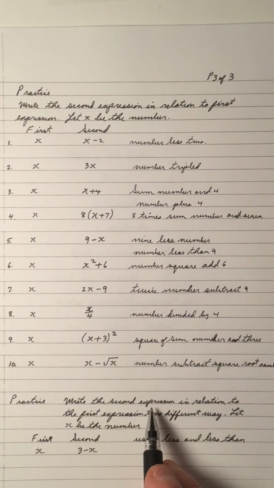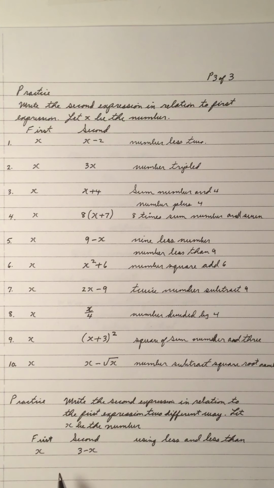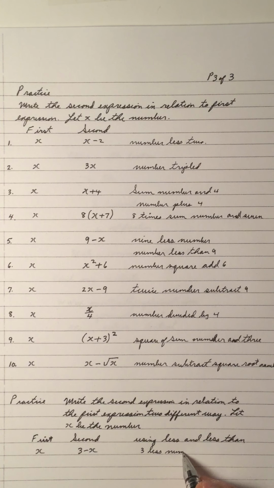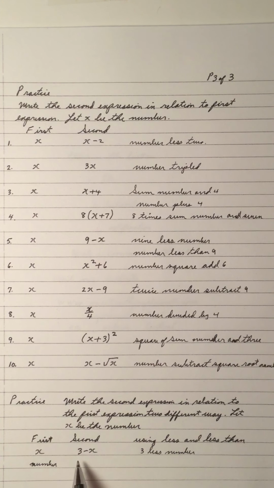Practice. Write the second term in relation to the first term two different ways. Let x be the number. So we're going to use the second one in relation to the first, using less and less than. So right here, if I want to use less, so that is 3 less the number. Remember, that's the number. X is the number. So that means that one is 3 less the number.